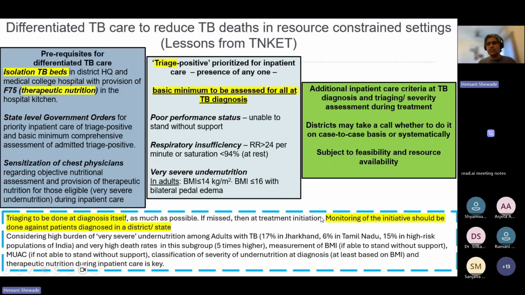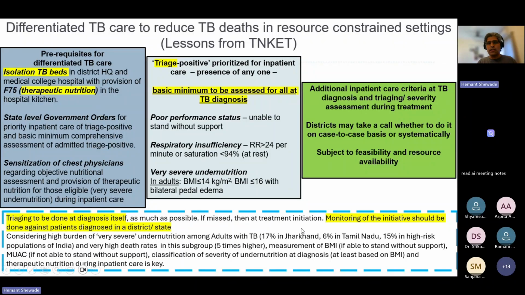And in addition, monitoring should be done against the diagnosed or notified cohort, not against the current or treatment cohort, because routinely TB program monitoring happens by current cohort. Finally, my suggestion for other states would be, if they do differentiated TB care just based on BMI, that itself would be a good first step to begin.